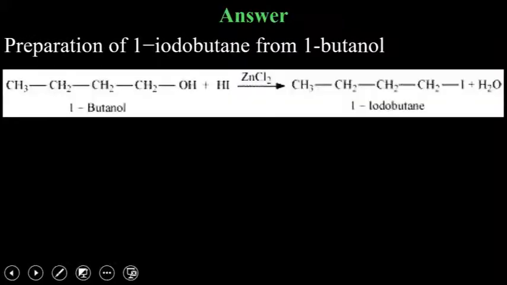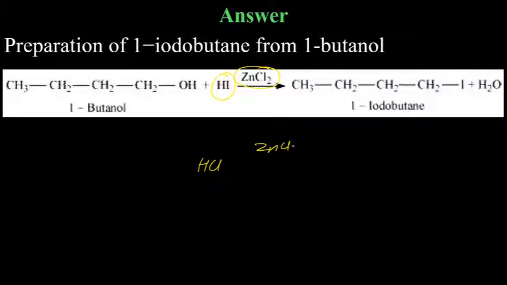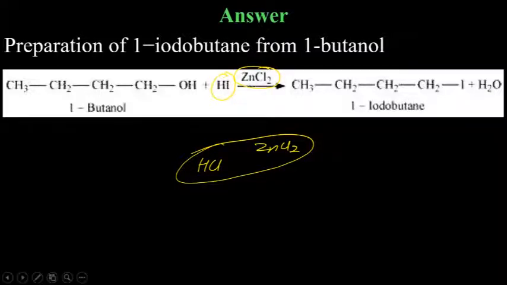Now understand this question. This is one of the preparation methods I told you, that you can get it reacted with HI and ZnCl2, although the yield in this case will be less. You can get one iodobutane. Actually, when we talked about HCl and ZnCl2, I told you what this mixture is known as. What is the name of this mixture, HCl plus ZnCl2? Yes, Shashwat, correct.